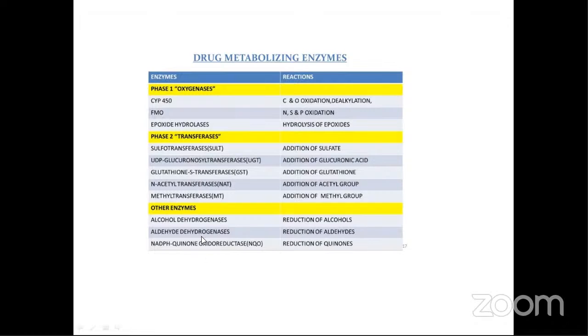Suppose other enzymes like alcohol dehydrogenase: there will be reduction of aldehydes. Another is NADPH quinone oxidoreductase, that is reduction of quinones. So you remember all these things.